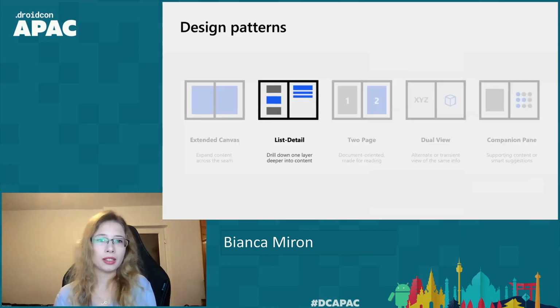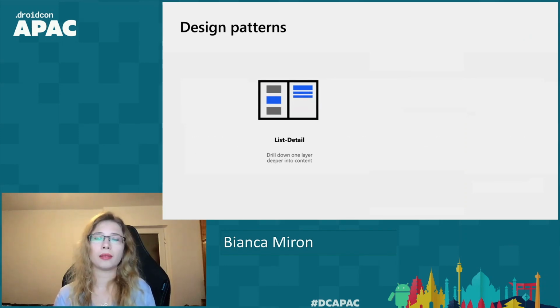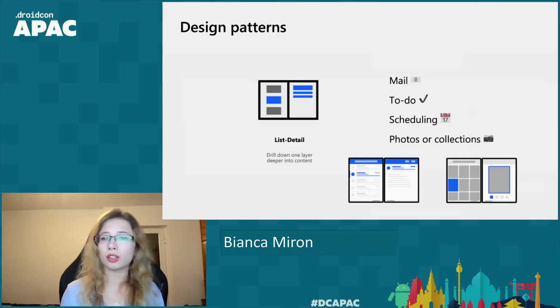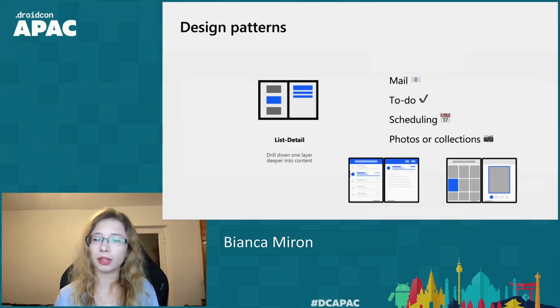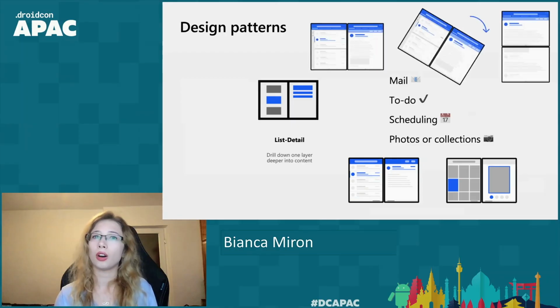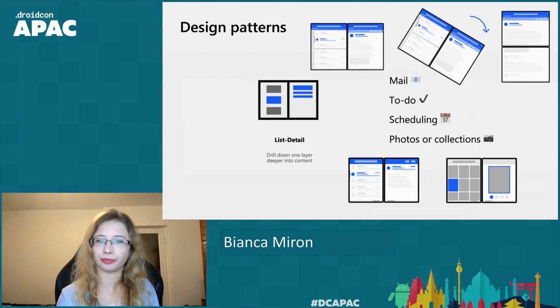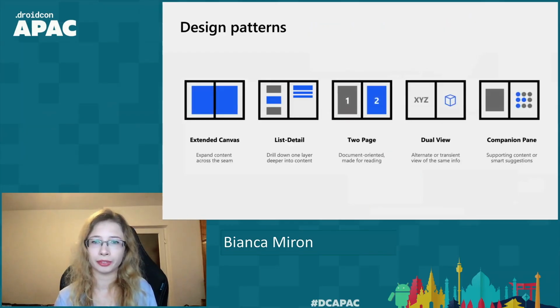Then the list detail pattern shows a list of items on one side and the selection on the other. It's already implemented in the Outlook application, but it's also used for to-do, scheduling, photos or collections, or other mail applications. So you can see the thread of the mails in one place by just rotating the screen.